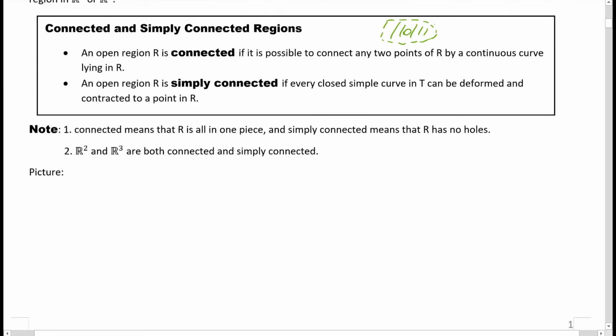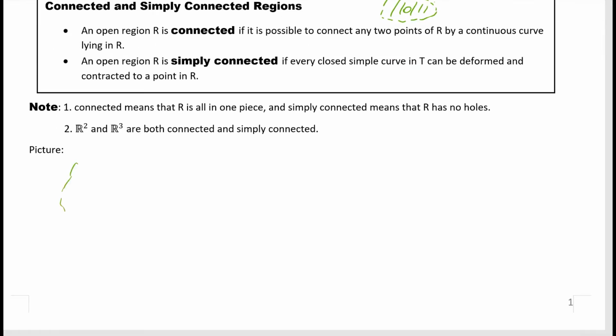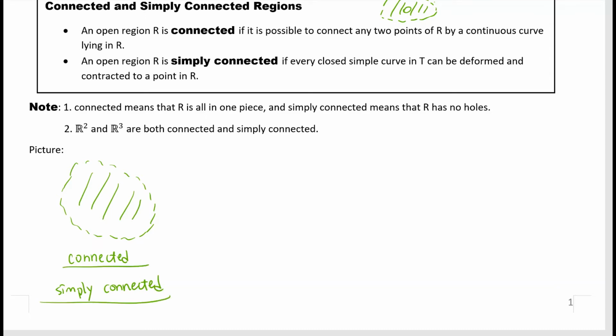Now let me draw some pictures. If I draw a dashed line here, this one is both connected and simply connected. There are different definitions, so don't get confused. Connected means it's just one piece, it does not have several pieces. And simply connected means there are no holes. Then let's look at the next picture.